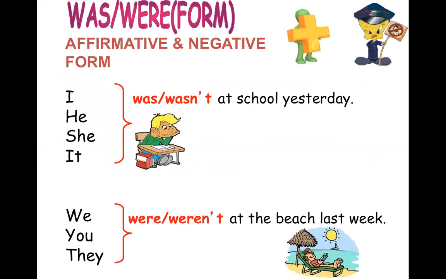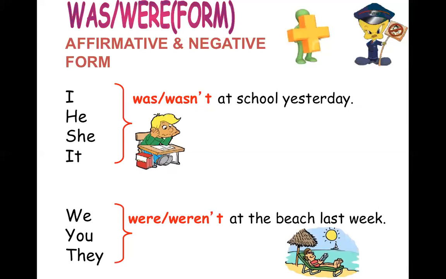Okay, we're going to talk about a specific use of the verb to be in past. It's important that we study this because, do you remember, in English the most important verb is the verb to be. It helps you express anything and communicate with other people. For example, affirmative and negative form. I was at the school. I wasn't at the school yesterday.